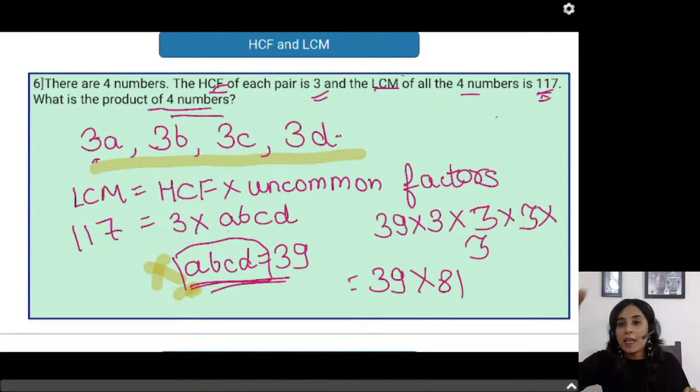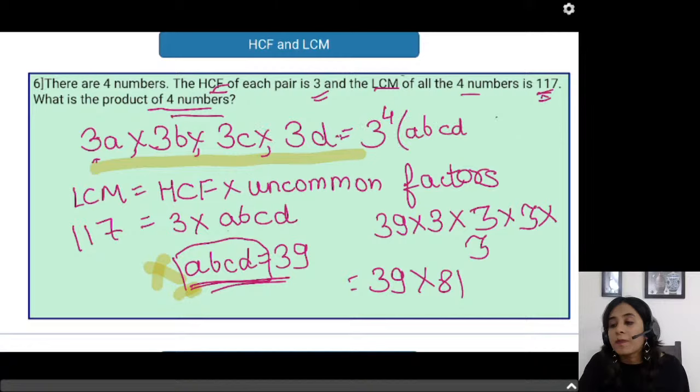Guys, you have made this mistake. Most of you have multiplied 39 by 3 and come up with the answer as 117. No, you had to multiply 3a into 3b into 3c into 3d. So here I get 3 raised to the power 4 as common, and a, b, c, d. Venom is saying it is 39 into 27. No, the correct answer is 39 into 81. So the correct answer here is 3159.